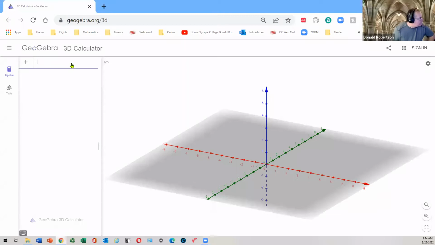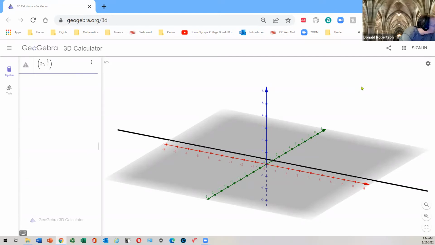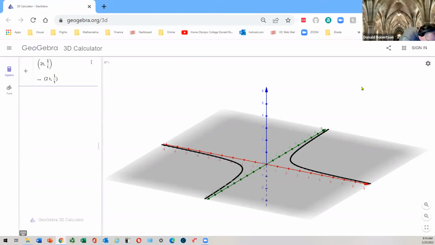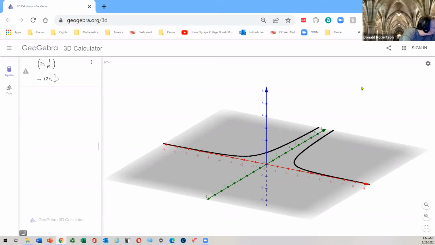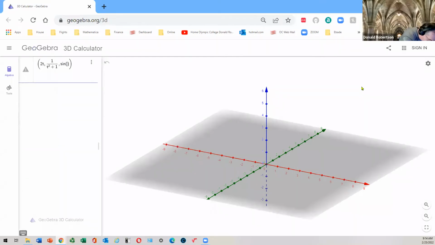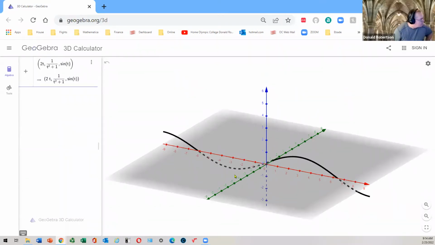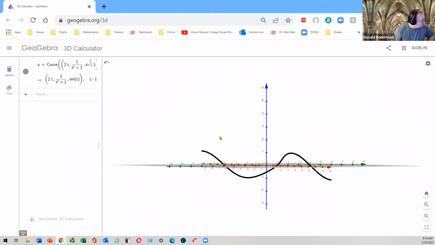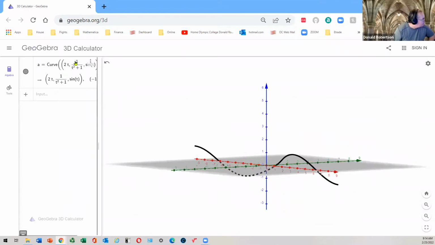So you go here, little curve bracket, put in 2t, comma, 1 divided by, I don't know, t squared plus 1, comma, and then put in, I don't know, sine t. There we go. A pretty boring curve. I should be able to make that more interesting.